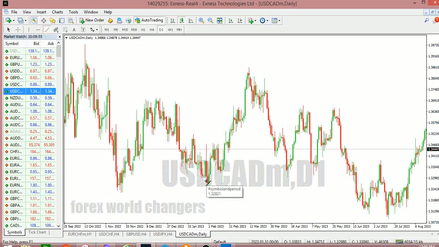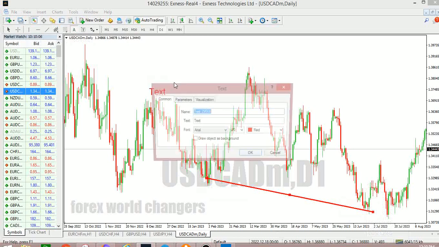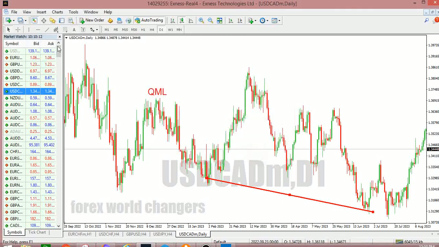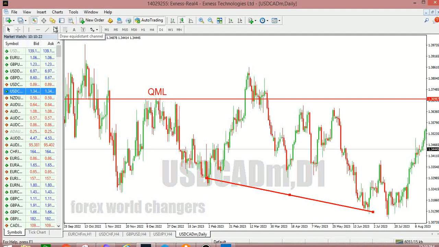If I draw a nice horizontal line here, this is a nice Quasimodo level. So this is a QML. So where is my significant resistance? There's your significant resistance. Like I explained, there are a lot of stop losses here at this point. If I go here and highlight for you, there's the setup. You see, this is a high level.